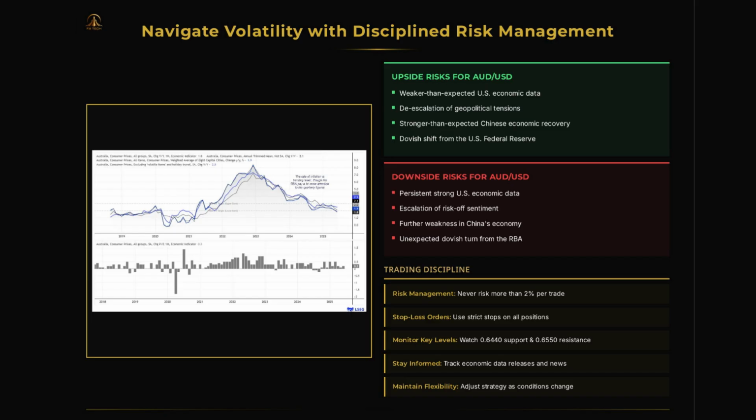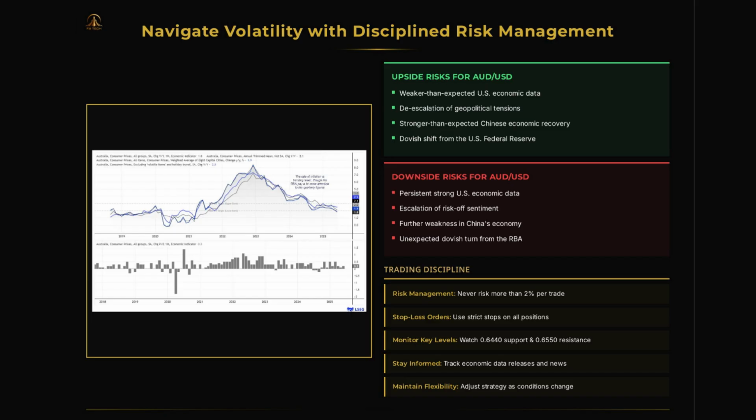Let's examine the key risk factors that could impact AUD/USD. Upside risks for the pair include weaker than expected U.S. economic data, de-escalation of geopolitical tensions, stronger than expected Chinese economic recovery, and a dovish shift from the Federal Reserve. Downside risks include persistent strong U.S. economic data, escalation of risk-off sentiment, further weakness in China's economy, and an unexpected dovish turn from the RBA.